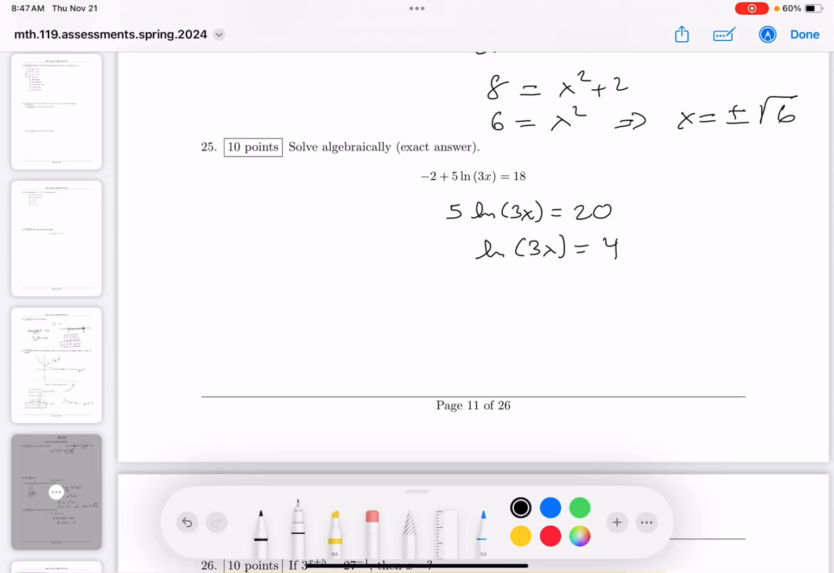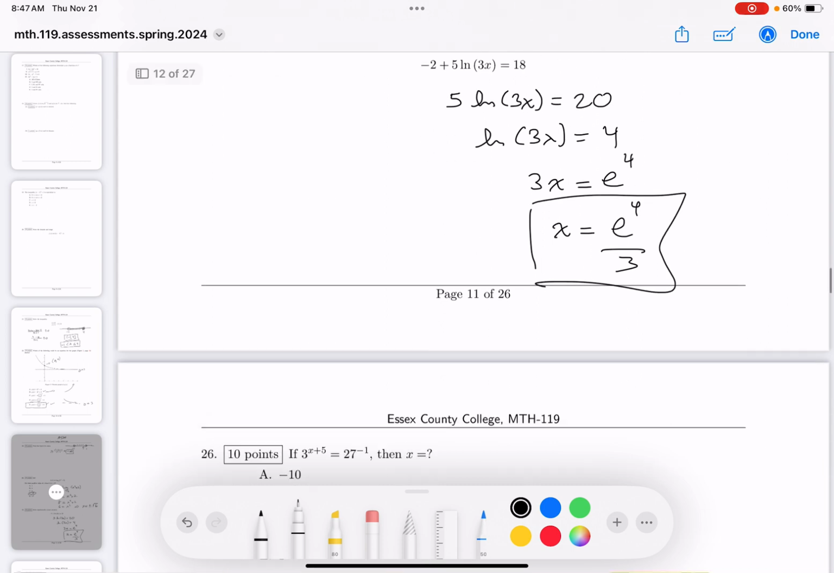Rewrite the log as an exponential. That means 3x equals e to the 4. And then divide both sides by 3, and you get e to the 4 over 3. All right, that one's done. That's not so bad. So e to the 4 divided by 3. Let's go to the next one.